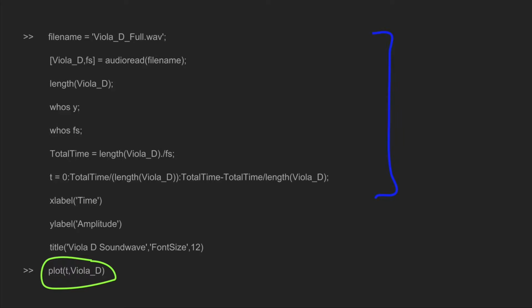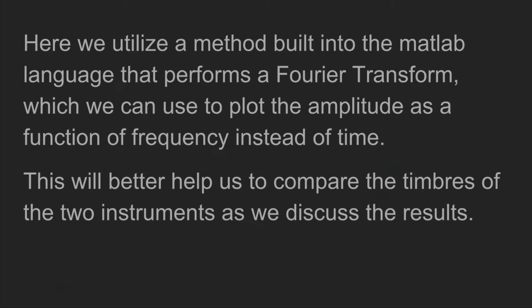Next, we utilize a method built into the MATLAB language that performs a Fourier transform, which we can use to plot the amplitude as a function of frequency instead of time. This will better help us to compare the timbres of the two instruments as we discuss the results.